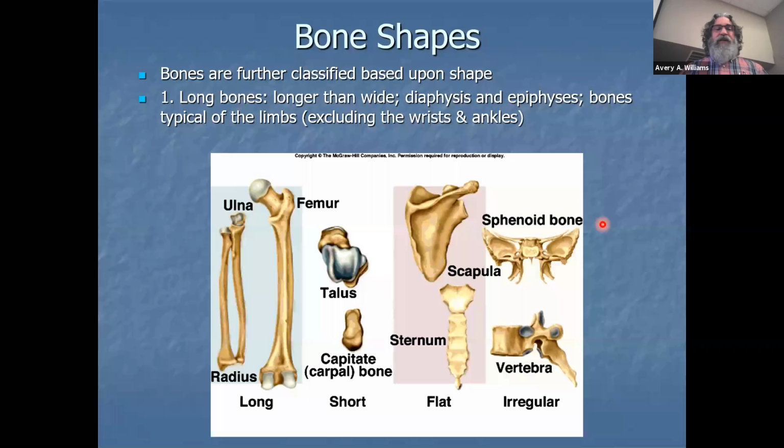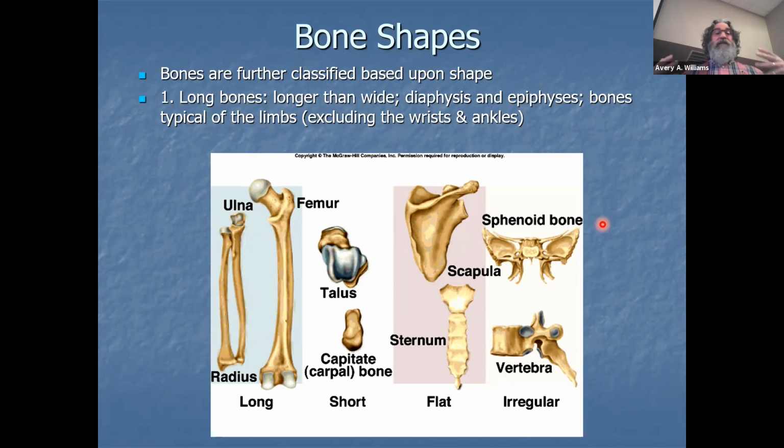These are the bones that are typical of your limbs. Everything from the girdles on out, excluding the bones of your wrist and ankles. So the tarsal bones and the carpal bones, which are technically part of the limbs, would not be considered long bones. Okay? Well, what are they considered? I know you're asking yourself that question, and I'm going to tell you.